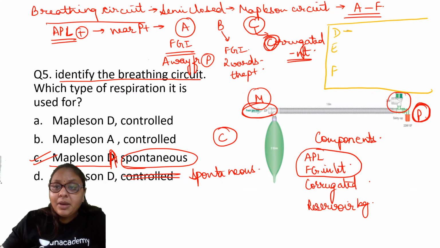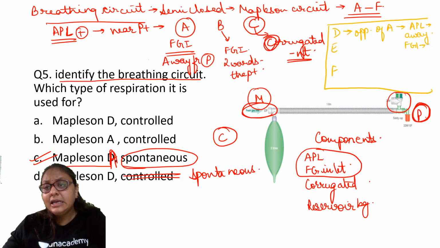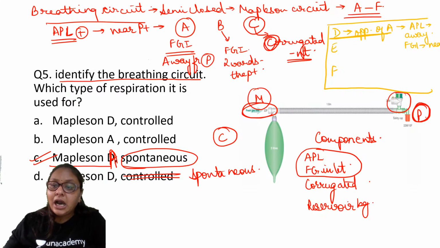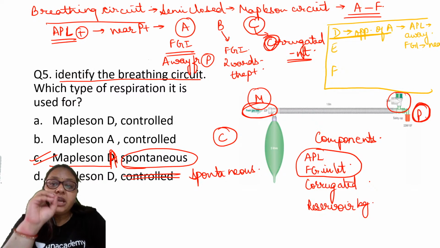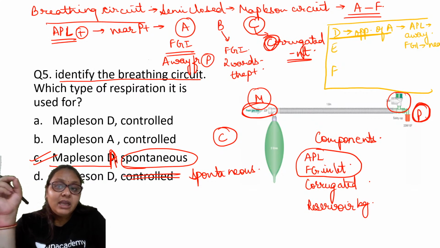Okay, Mapleson D is opposite of A. That means the APL valve is present away from the patient and the fresh gas inlet is present near the patient. So D is opposite of A. Reverse it: put the APL valve here, put the fresh gas inlet here. So that is D type, and modification of Mapleson D is what is Baines.